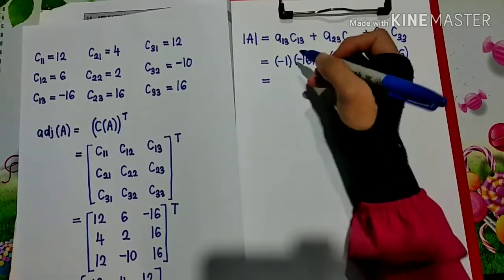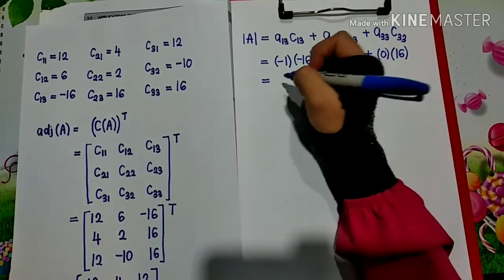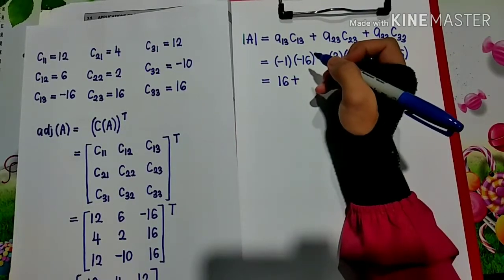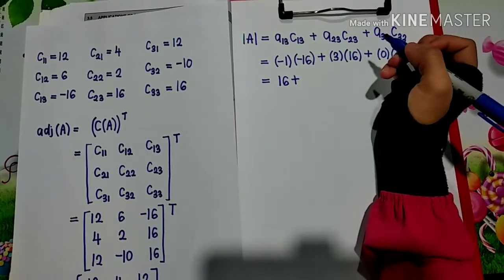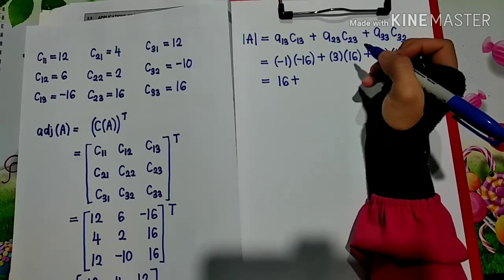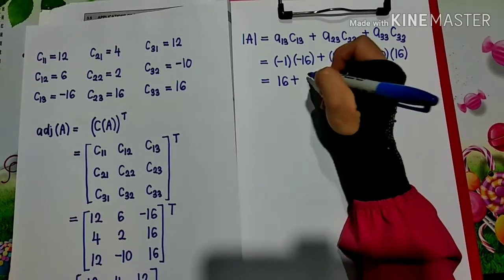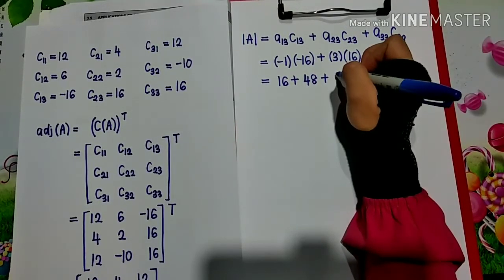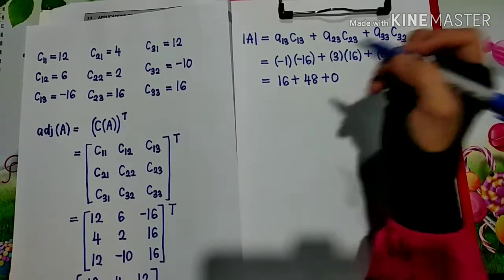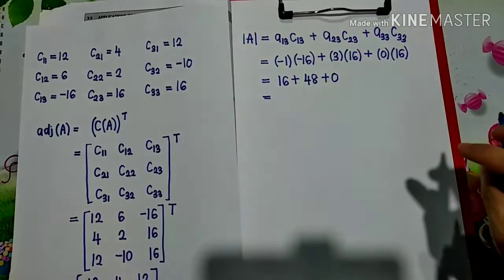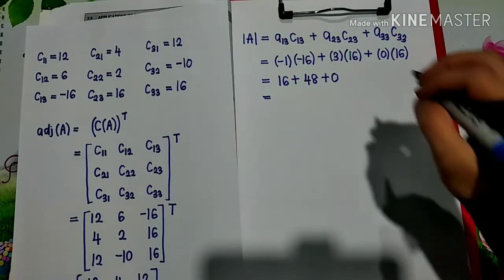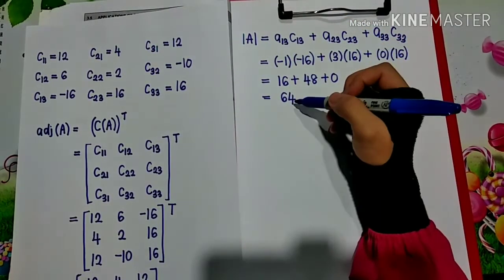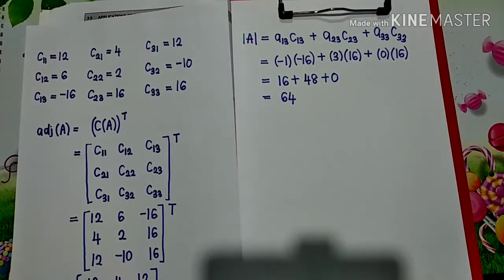So what will you get here? Negative 1 multiplied by negative 16, you will get 16, plus 3 multiplied by 16. What will you get? 3 multiplied by 16, you will get 48. Plus 0 multiplied by 16, you will get 0. So you add these. 16 plus 48, you will get 64. So the determinant of A will be 64.